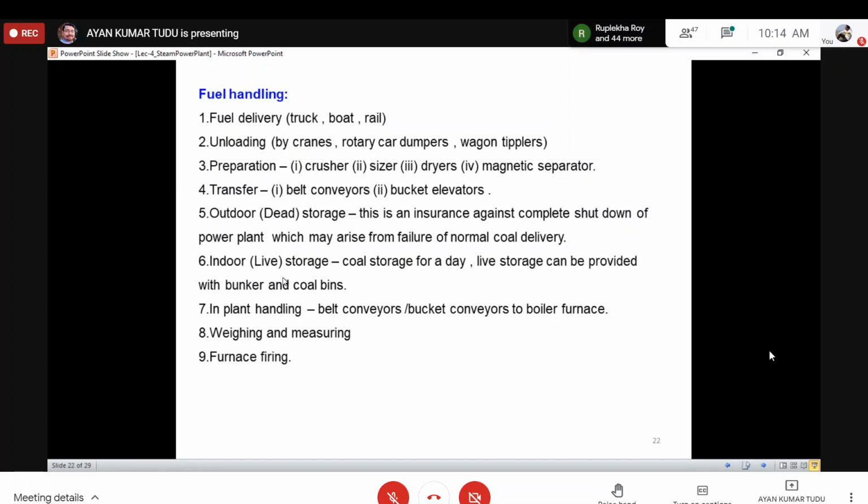And similarly, we have indoor live storage, where the coal storage is for a day, and the live storage can be provided with bunkers and coal bins. Okay. Then we have our plant handling, that is, using belt conveyors or bucket conveyors to carry coal to our boiler furnace. Then weighing and measuring the amount of the coal. And the last one is our furnace firing. I think I have some pictures of that also here.